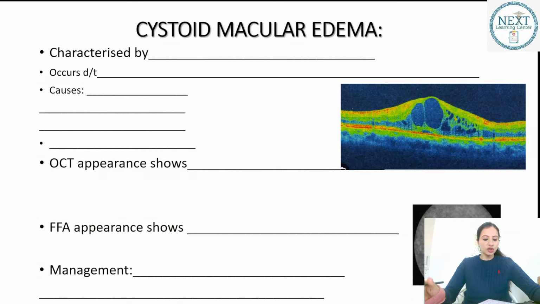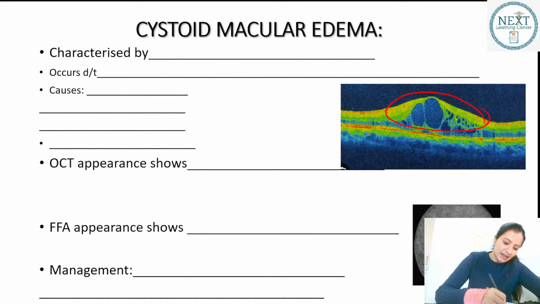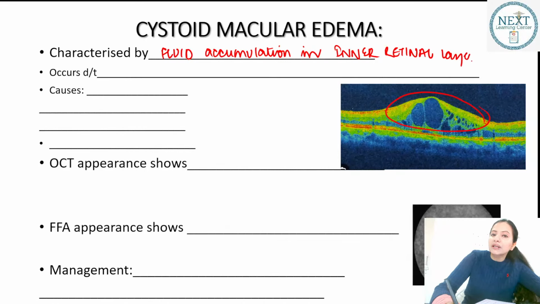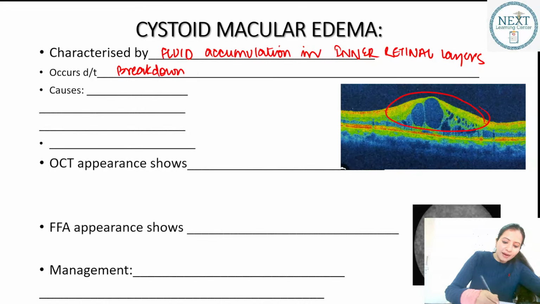Then moving on to cystoid macular edema. Look at this. It is characterized by fluid accumulation in the inner retinal layers. Why does it occur? I have told you it occurs because of breakdown of blood retinal barrier that leads to the upregulation of VEGF.